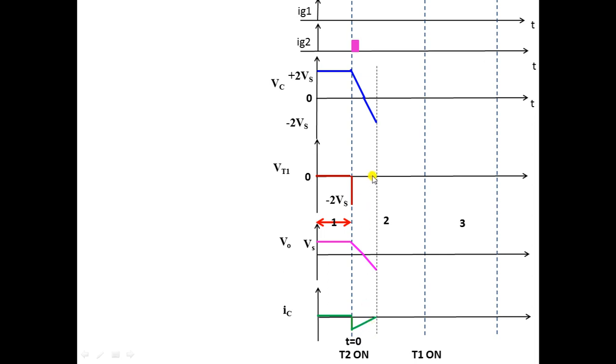And what is the voltage across thyristor? I have told you that whatever is the voltage across capacitor, opposite of that voltage will appear across thyristor.